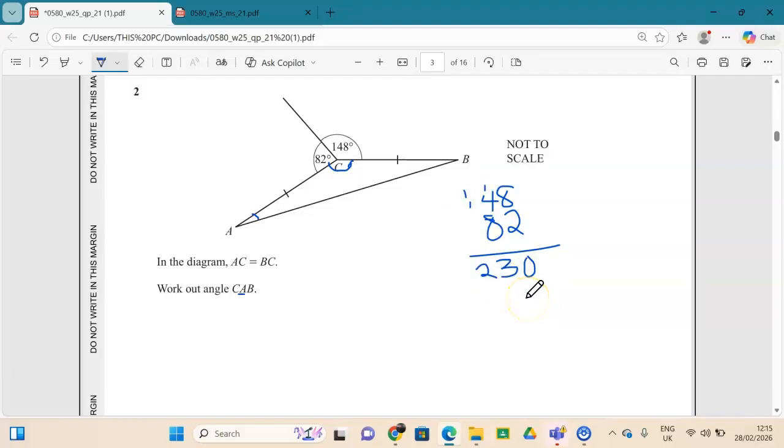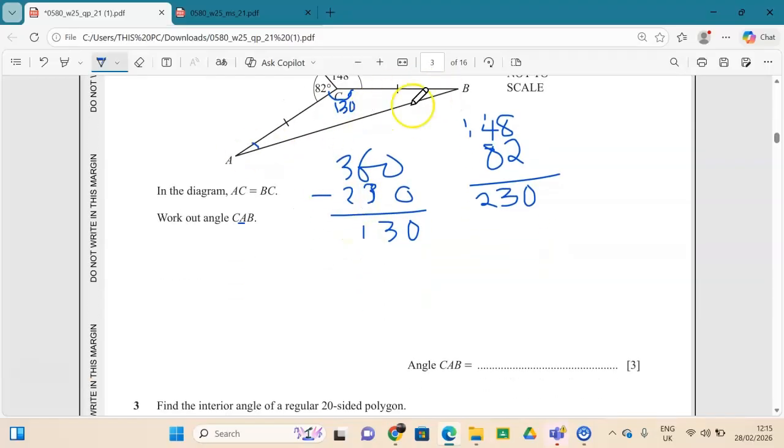So if we take 230 away from 360, so you simply write 360 minus 230. So here will be 130 degrees. But that's not what we are looking for. If here is 130 degrees, then what do we do to get this other side?